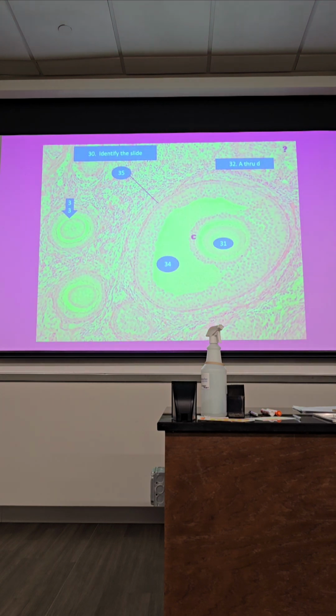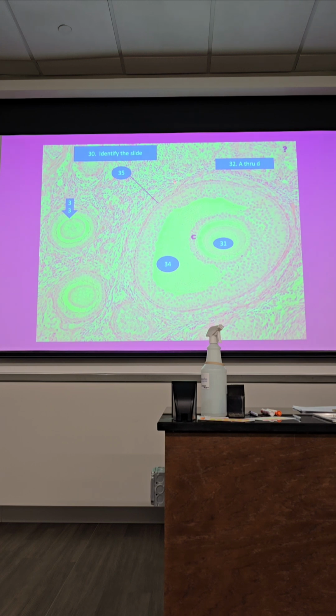Okay, identify the slide. What is the slide of? Looks good for an ovary. It's the ovary, right? How do we know it's the ovary? Because we've seen all this.